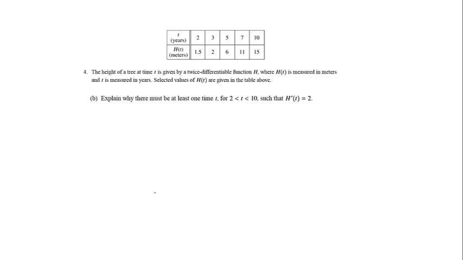Okay, for part B, explain why there must be at least one time between 2 and 10 such that h prime is equal to 2. Okay, so as soon as I see something about a derivative and I see something about an interval, that always makes me think of the mean value theorem. So basically it's asking us to show that the mean value theorem is going to apply.